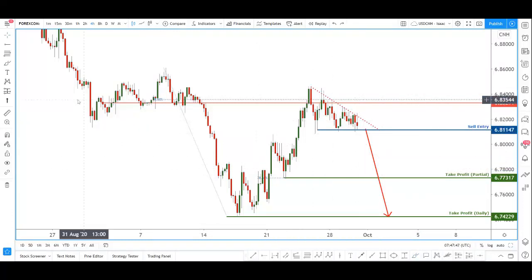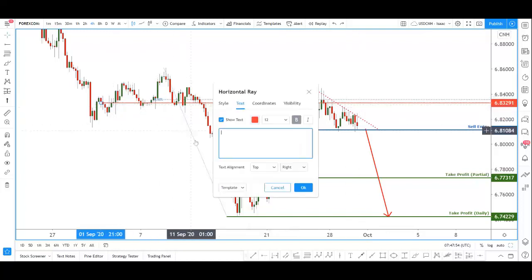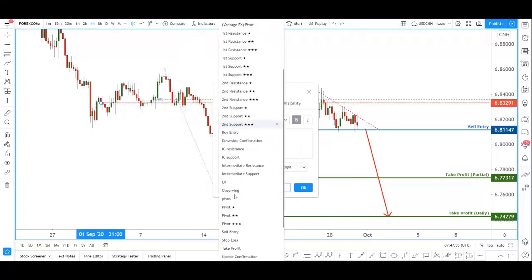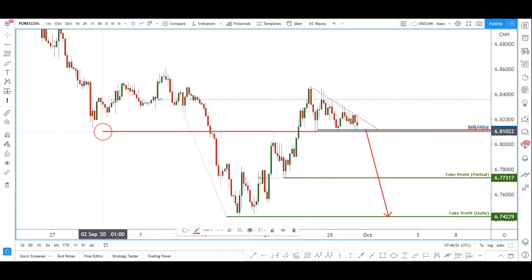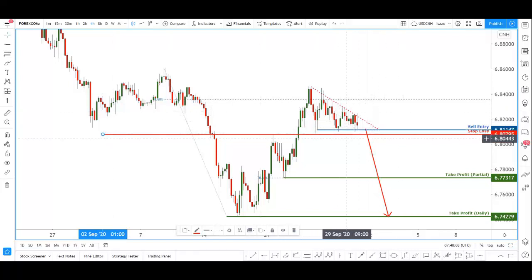And you guys will know where my stop loss will be. My stop loss will be my daily resistance level. So let me put this as my stop loss. Once price reaches my partial take profit, I'll move my stop loss slightly beyond my entry to protect my position should price reverse back up.